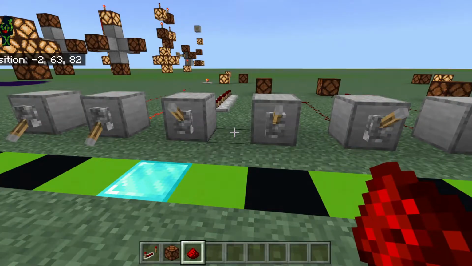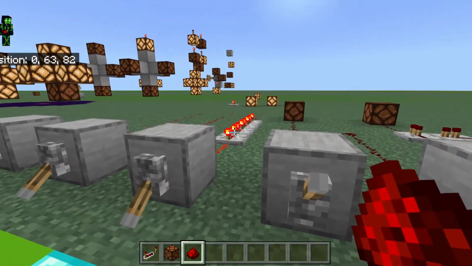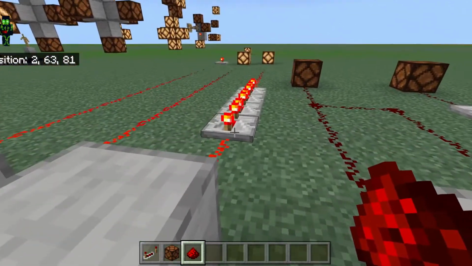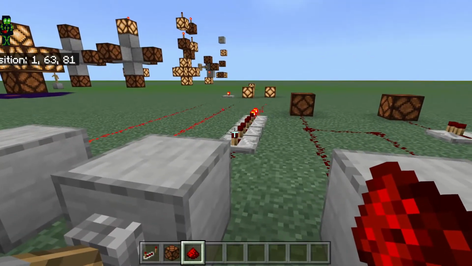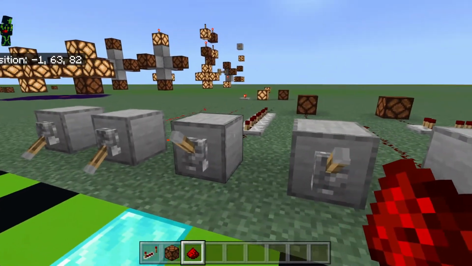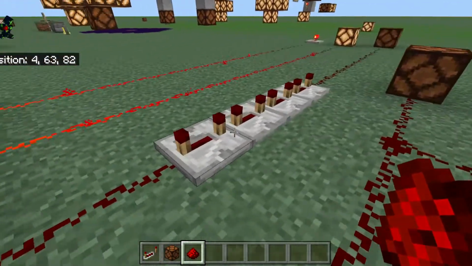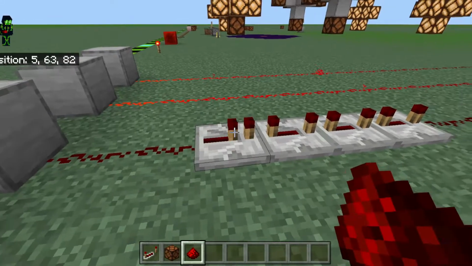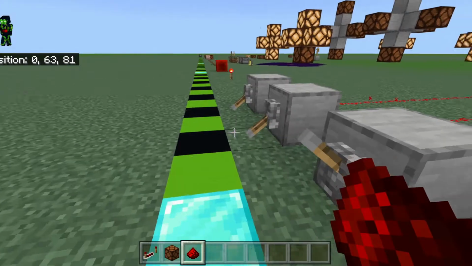Second, repeaters can be used to delay the start and stop of a signal. As you can see here, those repeaters delay that signal for 4 ticks each turning on, and then again 4 ticks each turning off. So they delay it starting and stopping. And each of these repeaters can be set to either 1, 2, 3, or 4 ticks by right-clicking on them.